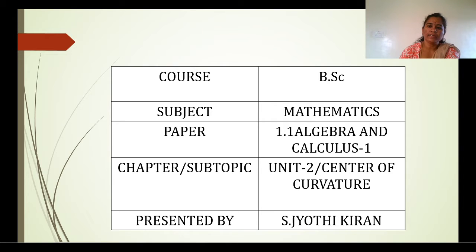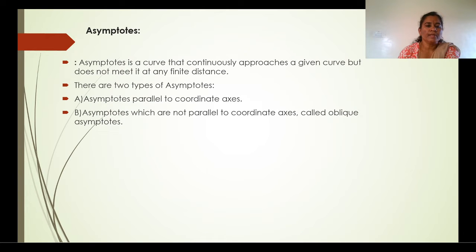Today I am going to discuss the concept of asymptotes and oblique asymptotes. What do you mean by asymptotes? An asymptote is a curve that continuously approaches a given curve but does not meet it at any finite distance.